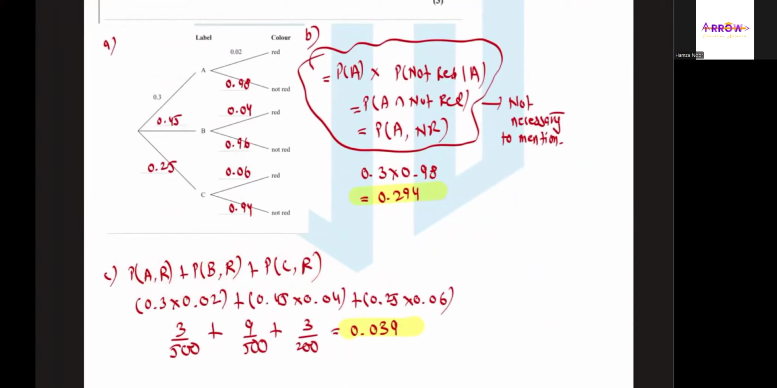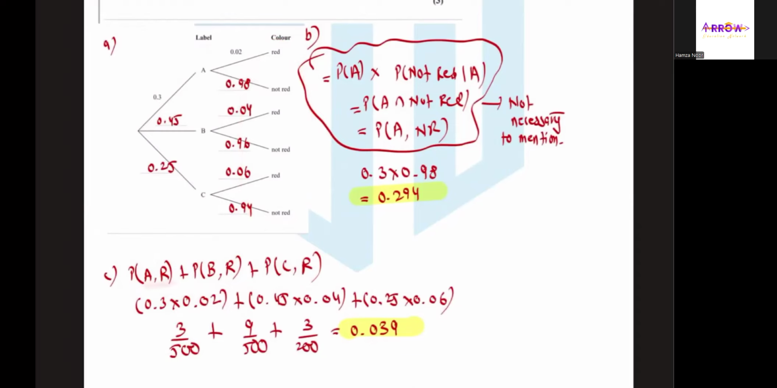Okay, so when we are going along the tree diagram horizontally, the probabilities are being multiplied. Basically, one event is followed by another event. Okay, and when we are going vertically on the tree diagram, the probabilities are added. Okay, so these basic concepts you must be well versed with.